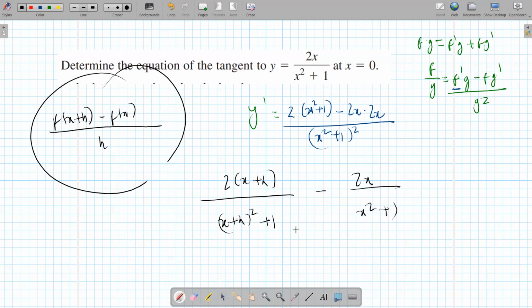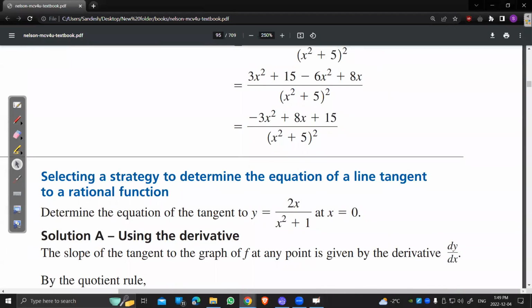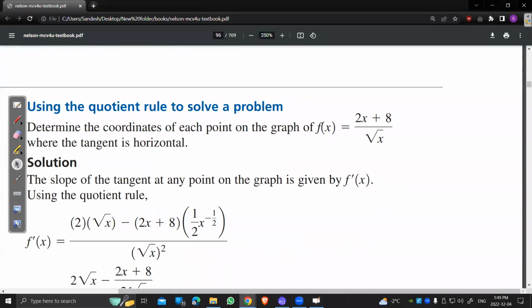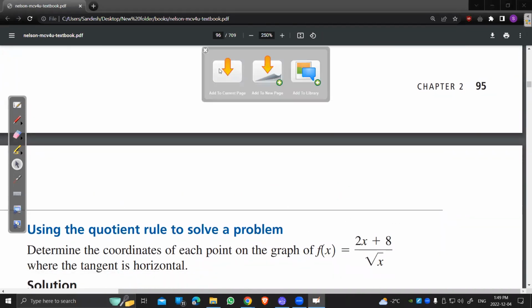And when you go to take the LCD between this and this, it is both of them multiplied to one another. So what ends up happening is you need to multiply the 2x by x plus h squared plus 1, and you need to multiply this guy by x squared plus 1. It's gonna get rough pretty quickly. But hey, if you're feeling brave, this is the way to go. Alternatively, this way: quotient rule, 2 steps, and you are done. Let's try another one.